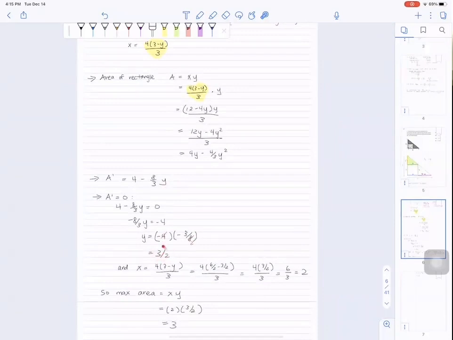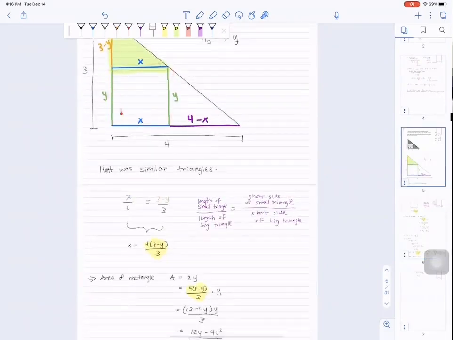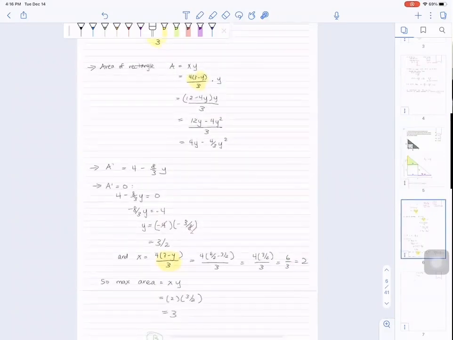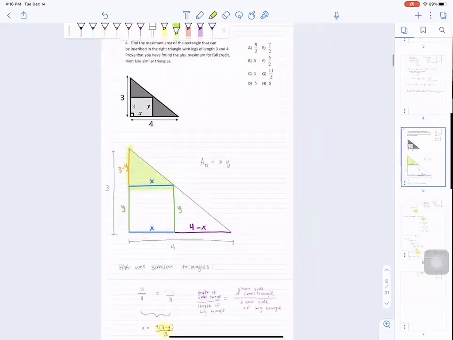And so what does that mean for x? Well, we know the equation for x is this highlighted thing. So let's plug in what we just found for y. We just found y is 3/2, so we plug it in and we get x equals 2. So this means that the x and y that give us the largest area of our rectangle will be x equals 2 and y equals 3/2, which means that our max area is 2 times 3/2, or 3. So the correct answer here was B for this question.